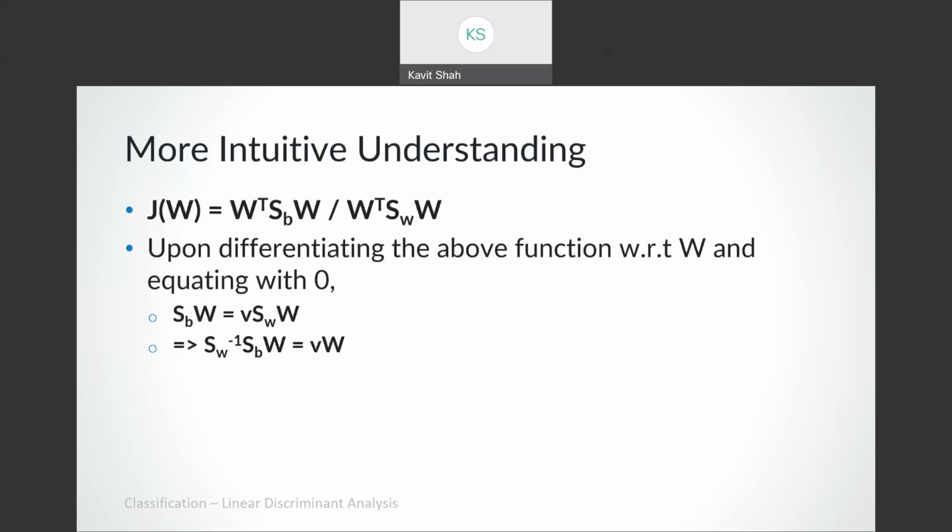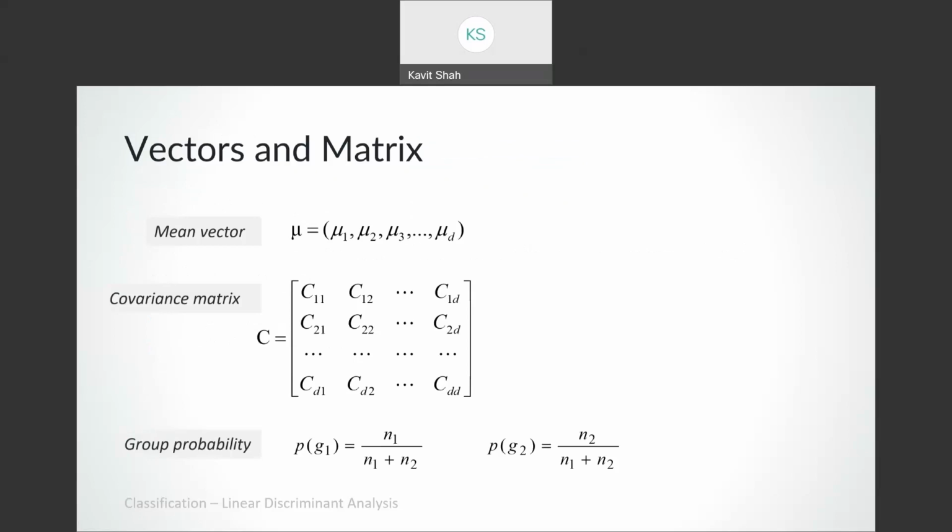Now that we have both the numerator and denominator in terms of W, SW and SB, that is the within class and the between class scatters, we would write J(W) as W transpose SB W divided by W transpose SW W. So we basically want to maximize this with respect to W. So we would differentiate it with respect to W and equate it to 0, and we would land on this term here, which could be used for finding the coefficients W. This is a simple eigenvector problem where V is the eigenvalue and W would be the eigenvector.